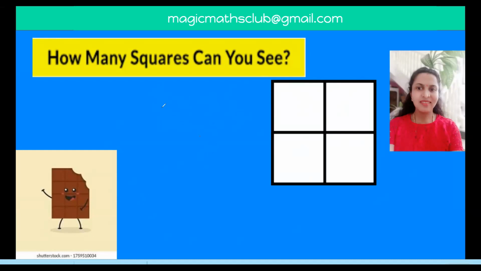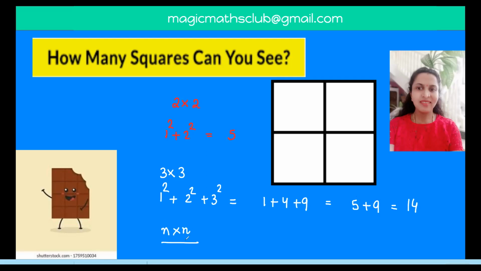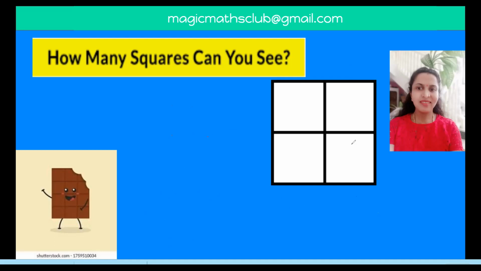How to do that? So the formula is, when you have a 2 by 2 grid, it is 1 square plus 2 square. That comes to 5. When it is a 3 into 3 grid, then it is 1 square plus 2 square plus 3 square, and then just add it. So 1 plus 4 plus 9, so 5 plus 9, and that comes to 14. So when it is an n into n grid, you have to count 1 square plus 2 square plus 3 square, till n square. Very interesting, right?